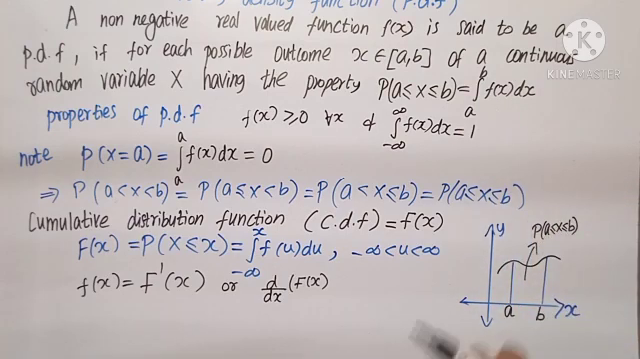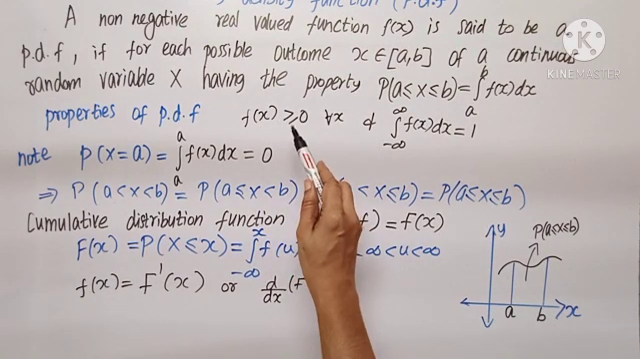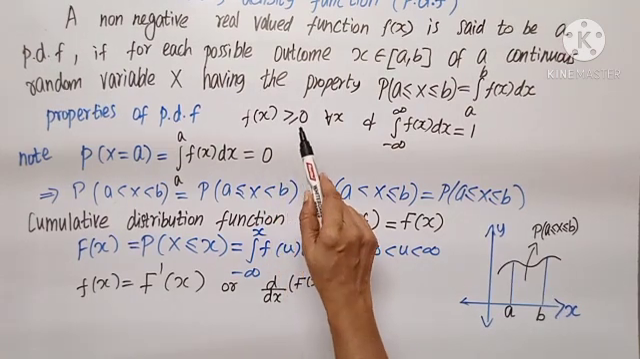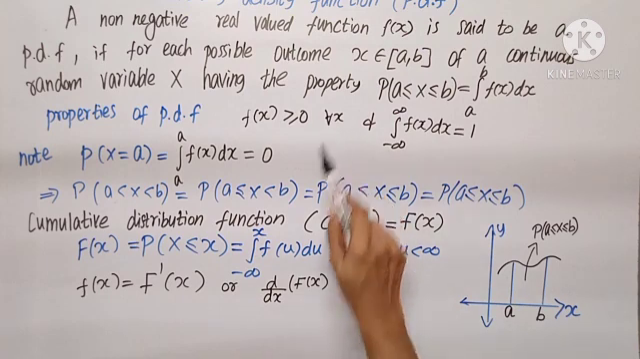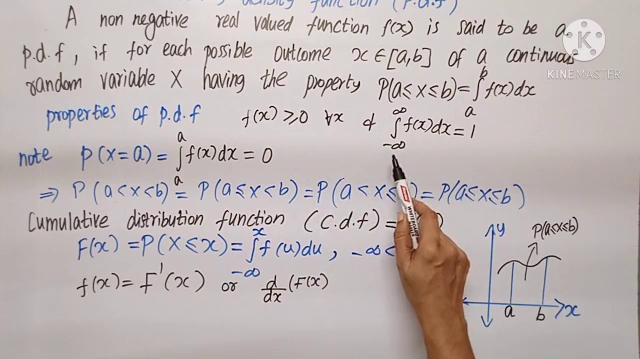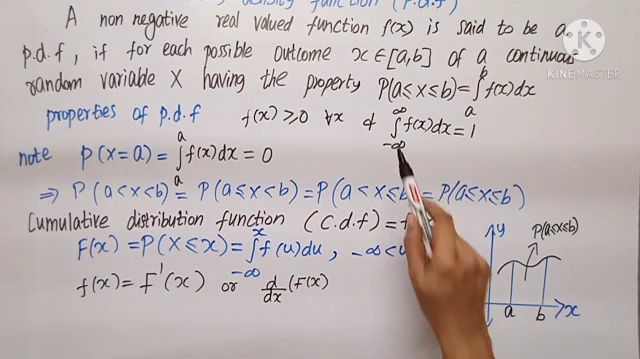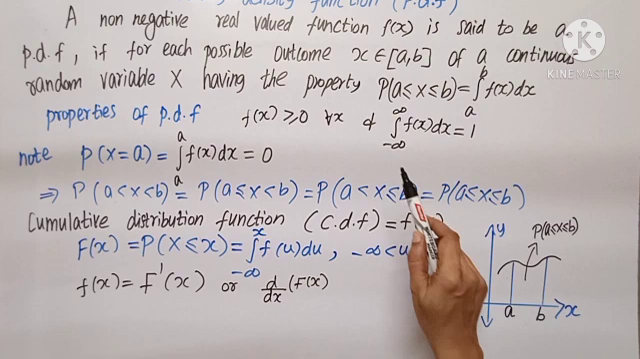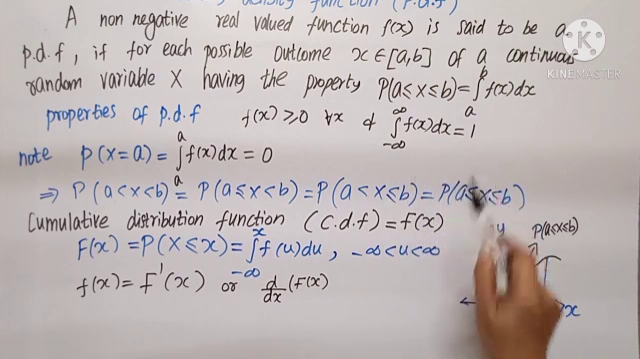What are the properties of the probability density function? As I see from the diagram, f of x should be positive always. So f of x is greater than or equal to 0 for every x, and from minus infinity to plus infinity, the integral of f of x dx equals 1. In every problem, when they mention a PDF, remember you can use this property: the integral from minus infinity to infinity of f of x dx equals 1.